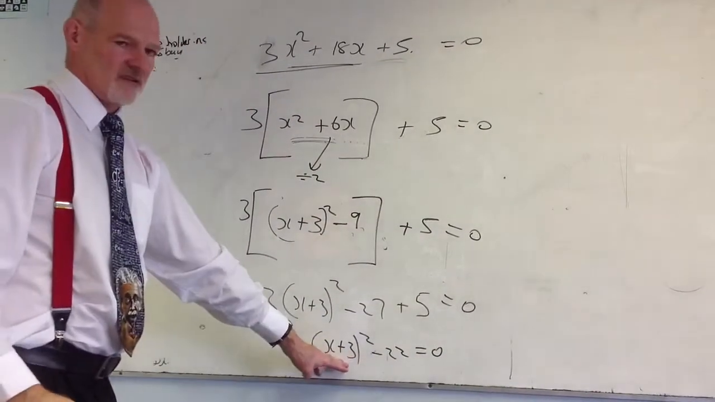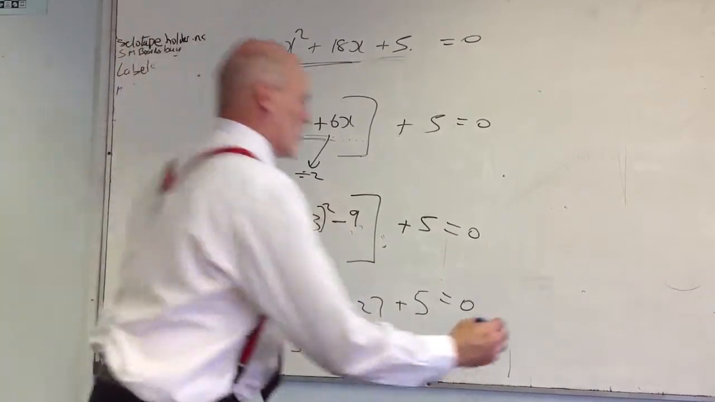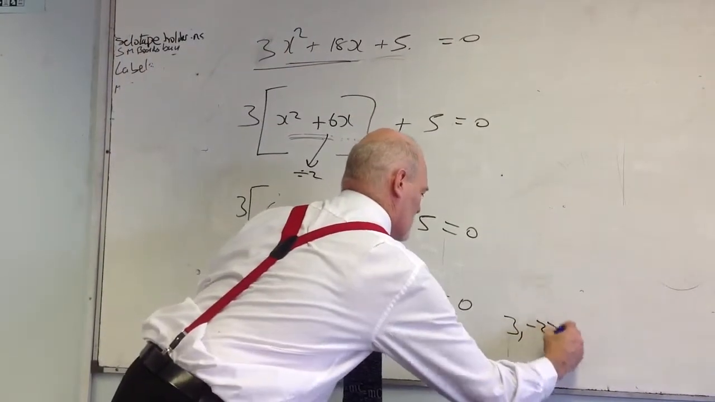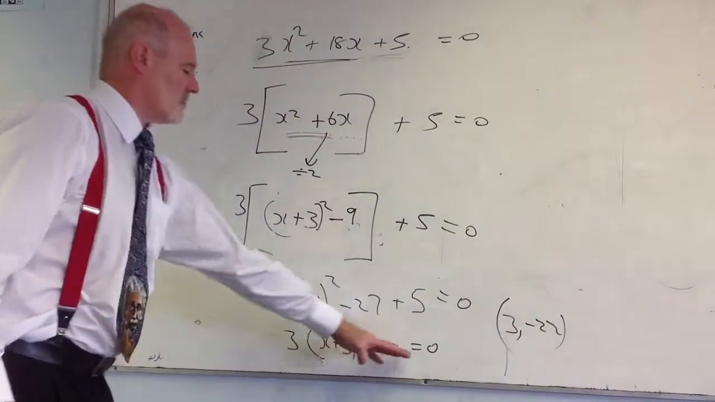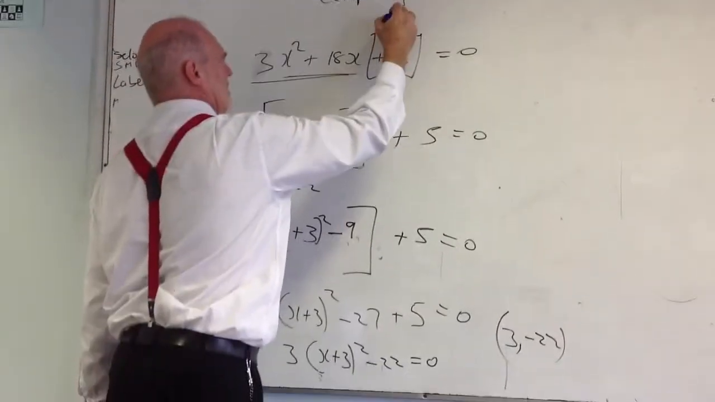Why am I doing this? Again, it tells me what the minimum is. The minimum is at x equals minus 3, and minus 22 is the minimum for this graph. And the intercept for this graph is still plus 5.